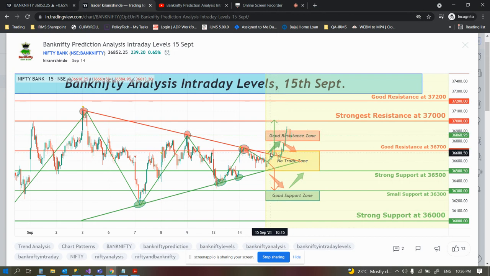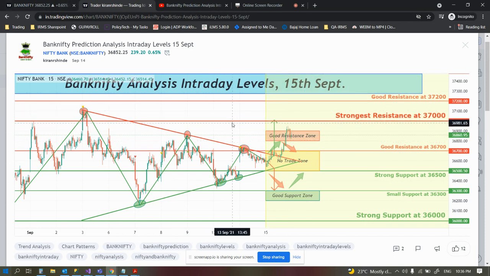What I was expecting, as indicated by this arrow, was that we could face resistance. Almost at the close of the day, around 3 p.m. or so, we saw some selling pressure. So this was in short the post market analysis.